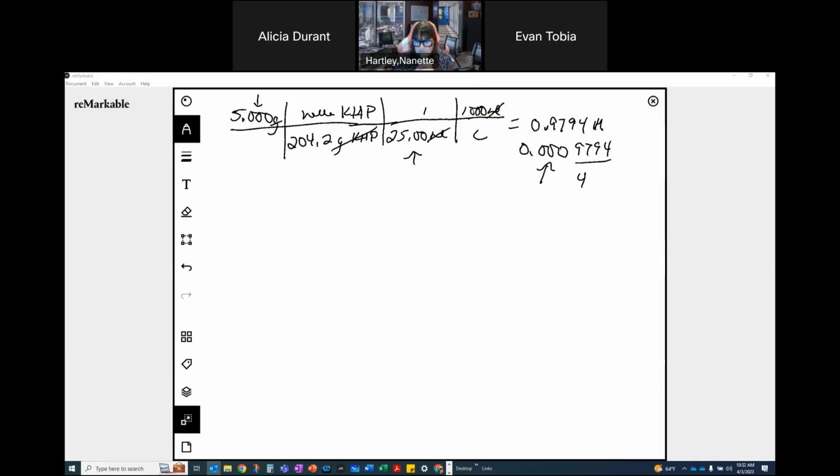So the concentration of KHP in that flask would just be 0.9794. What is the unit that I would put at the back of it? It's big M. So either we write big M or you write moles per liter. Big M, which is molarity, stands for moles per liter. So either one is fine. Molarity. All right.